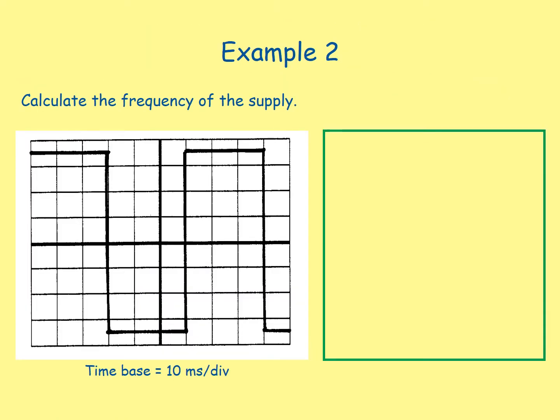Example 2. Calculate the frequency of the supply. First of all, we want to write down the equation that we need to use. So frequency equals 1 over the period of the wave, but we need to figure out the period of the wave first. If we start looking at our wave just here, we can see we need to go 1, 2, 3, 4, 5, 6 divisions before we get to the start of the next wave. So one cycle is 6 divisions.